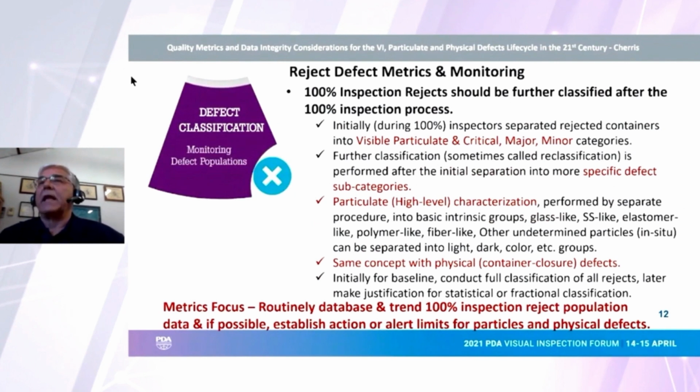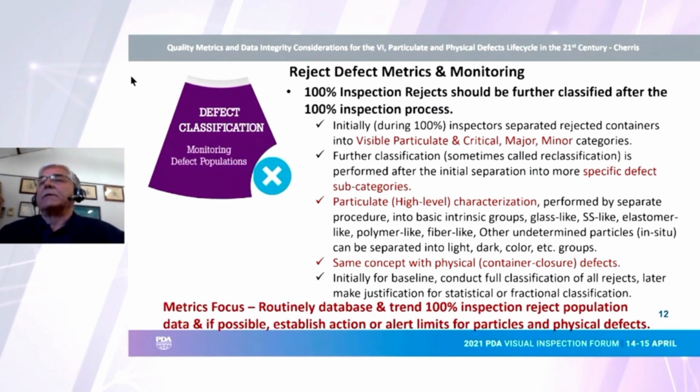Your defect classification, metrics, and monitoring. The 100% inspection process is a cleansing process. It's designed to remove defects from the manufactured product. Initially, this is done for visible particles, critical, major, and minor categories. Further classification, sometimes called reclassification, is performed after the initial separation into more specific subcategories. Particulate characterization at a high level is performed by separating into basic intrinsic particle groups like glass-like, stainless steel-like, elastomer-like, polymer-like, fiber-like, or other undetermined particles in situ.